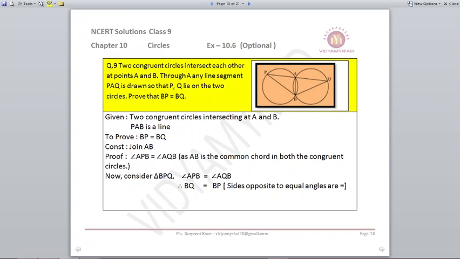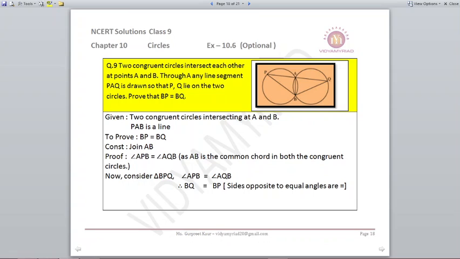Question number 9. Two congruent circles intersect each other at points A and B. Through A, any line segment PAQ is drawn so that P and Q lie on the two circles. Prove that BP is equal to BQ. Now here we have given the figure. We will join AB and we will see that APB and AQB are the two triangles formed.